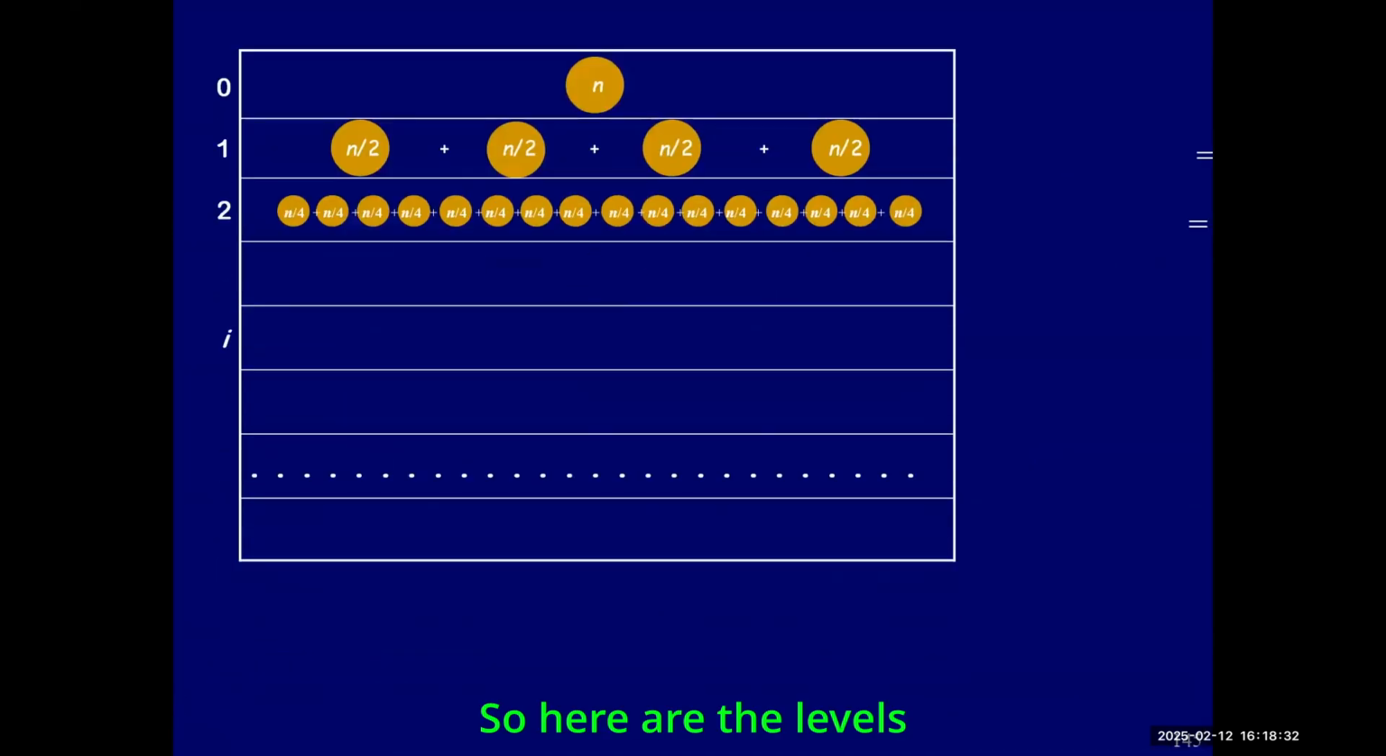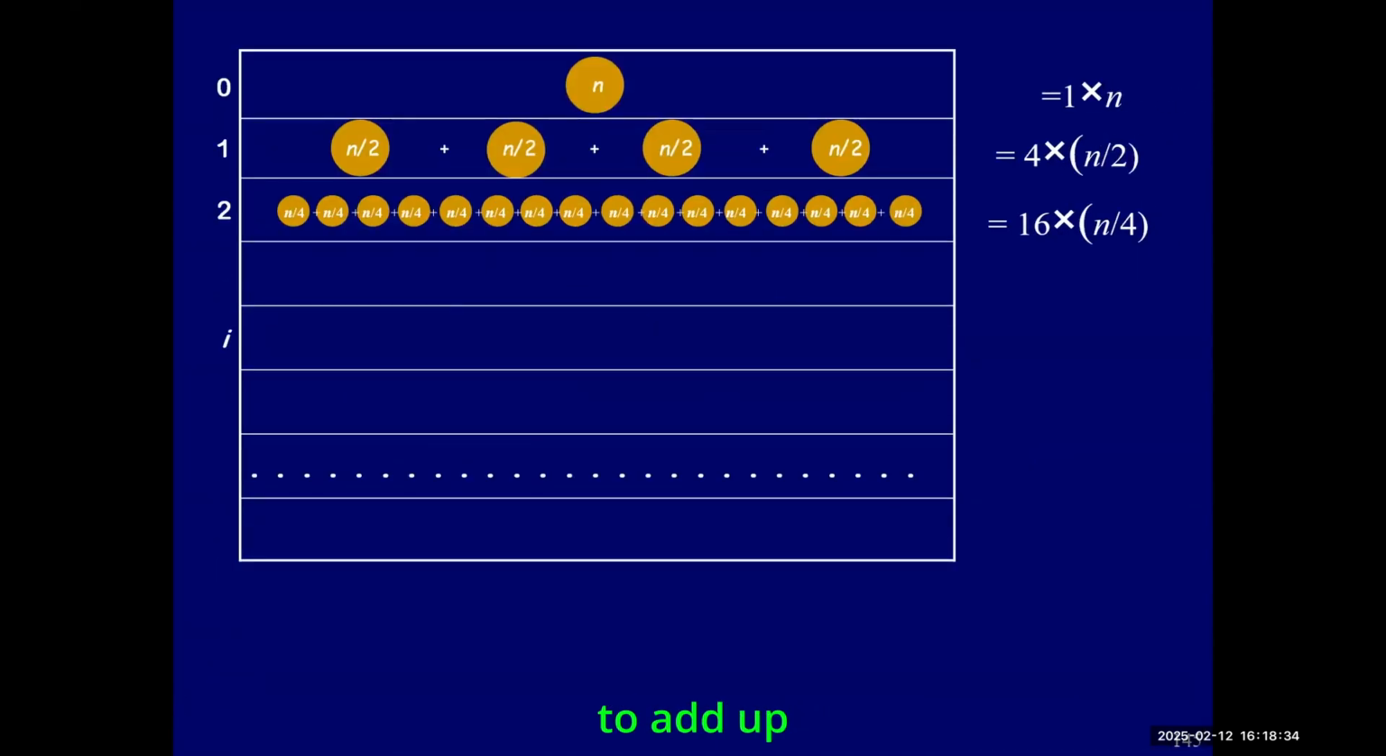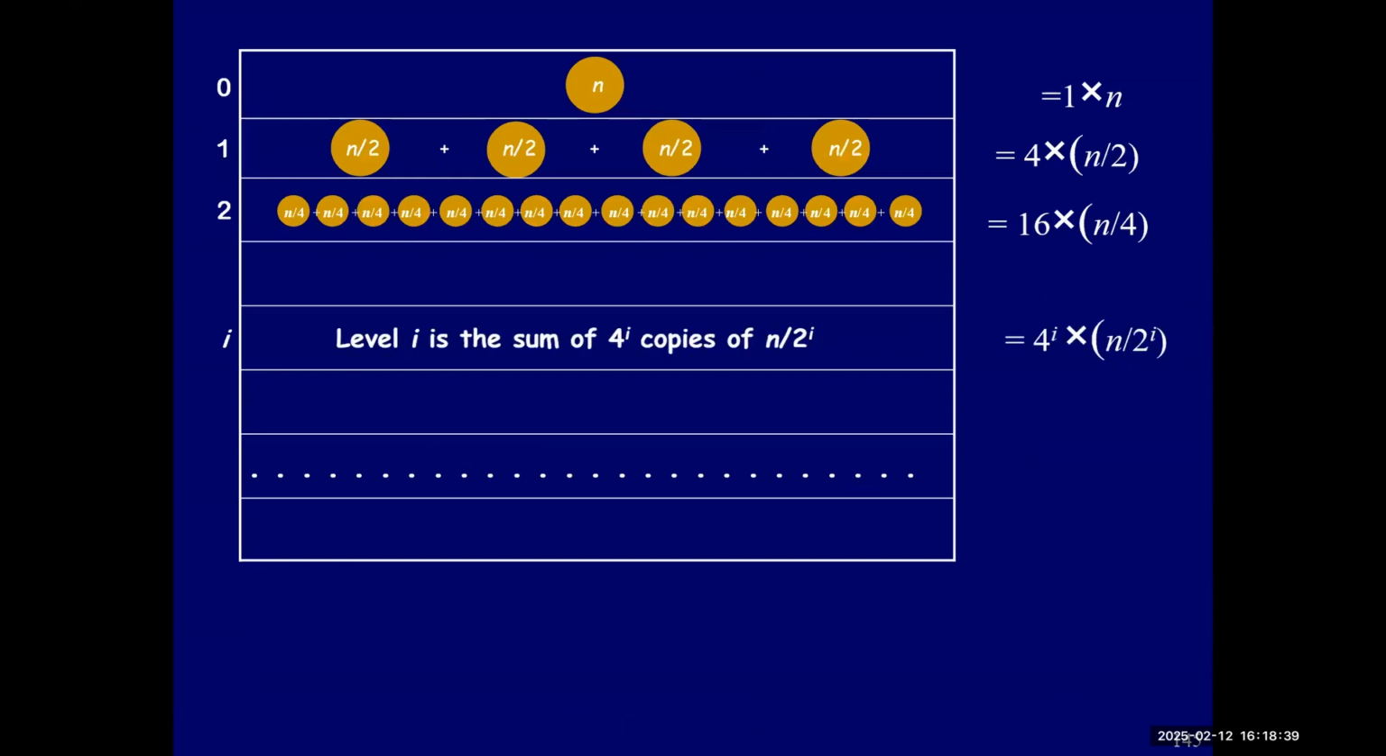So here are the levels, and we want to add up the total work at each level, right? The number of friends at level i is 4 to the i, right? And the work each of them does is n over 2 to the i. So there's the equation which tells you how much work is done at this level, right? More or less okay?